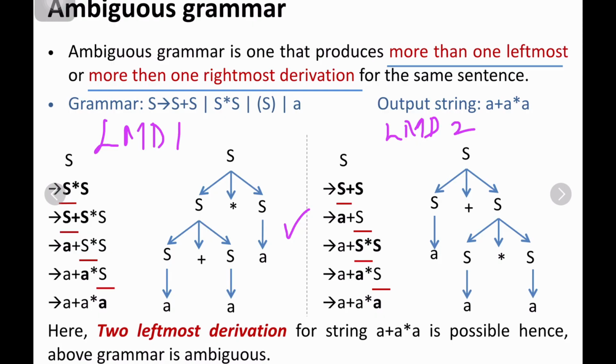Right, there is another way to conclude: when you apply two LMDs on the same string, we get two different parse trees. Then you can say the given grammar is ambiguous.